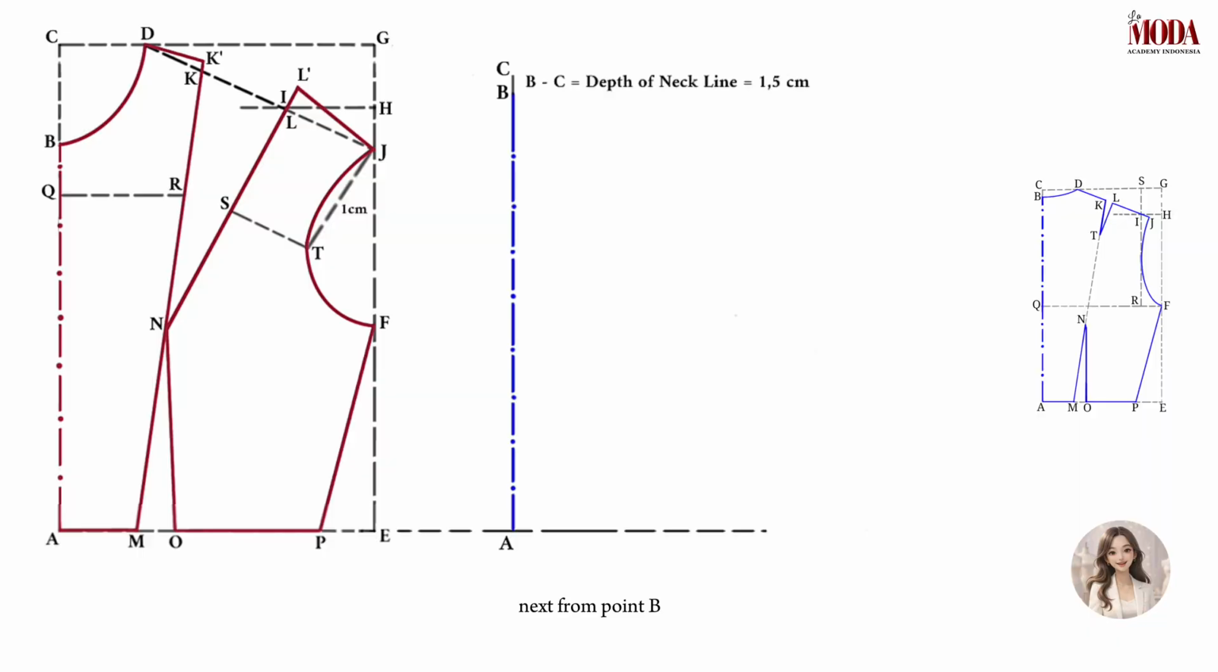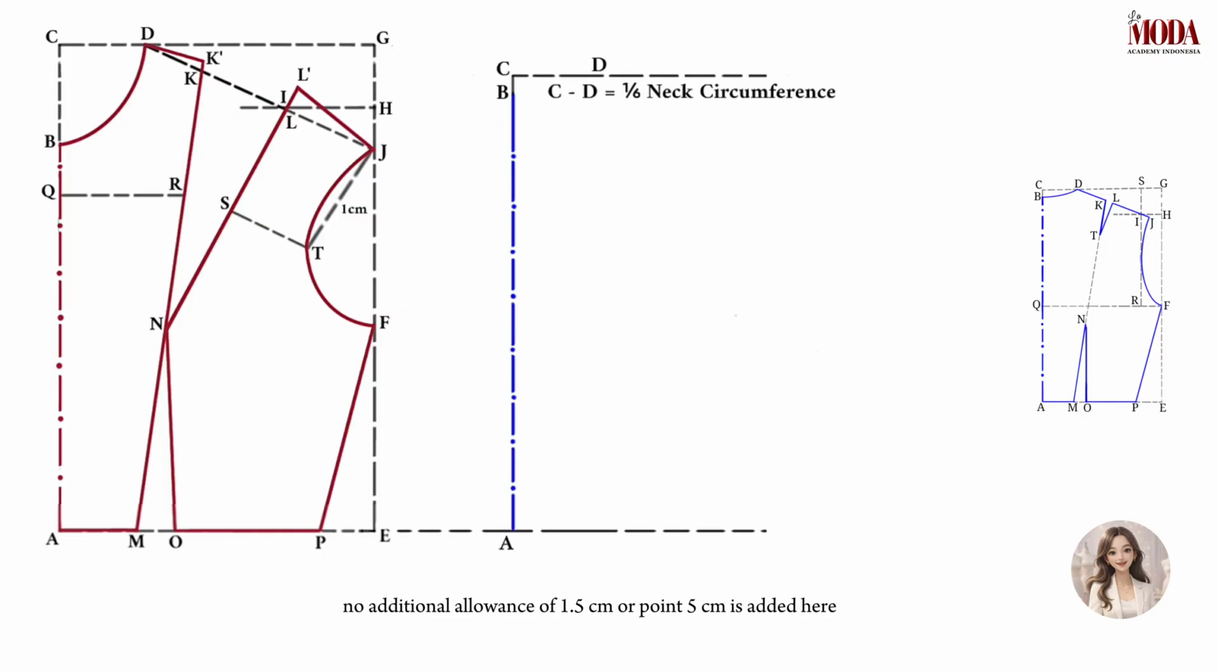Next, from point B, we locate point C. In the formula, the distance from point B to point C represents the back neckline depth, which is 1.5 centimeters. After locating point C, draw a horizontal guideline from point C perpendicular to the vertical line, extending to the right, as demonstrated in the video. Next, we locate point D, which lies along the horizontal guideline drawn from point C. The distance from point C to point D is calculated as 1/6 of the neck circumference.